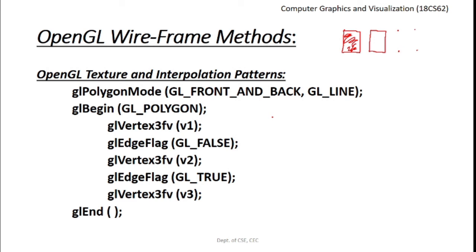Okay, whether it is for the front face, whether it is for the back face, or both the faces. As discussed in previous sessions, every polygon has two faces, right? The front face and the back face. If you want to apply it to both the front and the back face, we need to specify the constant as GL_FRONT_AND_BACK. And how do you want to display it? Only the boundary lines, we need to specify the constant as GL_LINE.